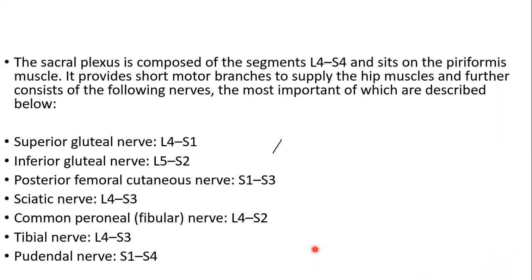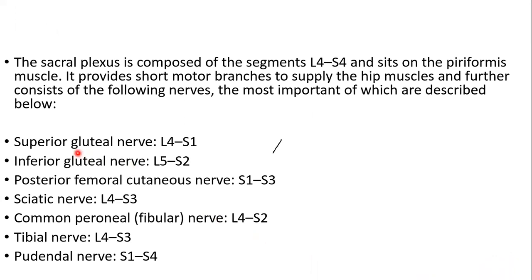So now let me talk about the sacral plexus. The sacral plexus is composed of segments from L4 to S4, and it sits on the piriformis muscle. It provides short motor branches to supply the hip muscles and further consists of the following nerves. The most important are described below. These are the ones which we'll take note of.